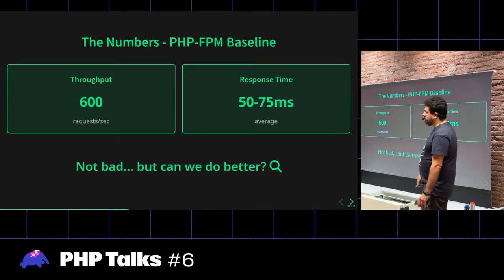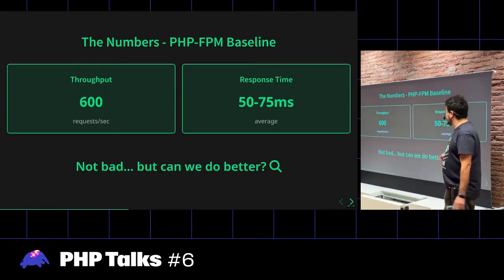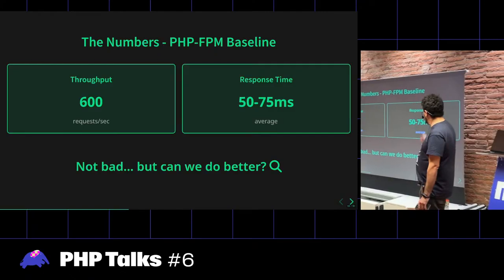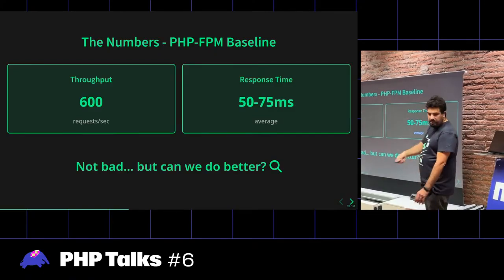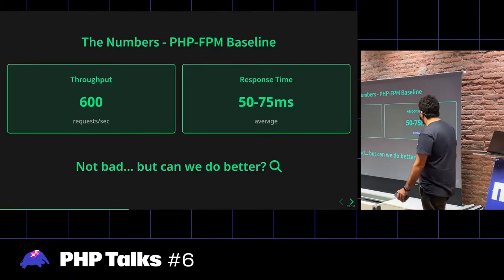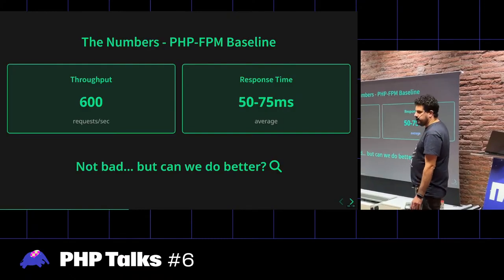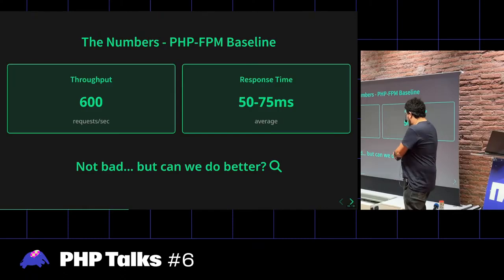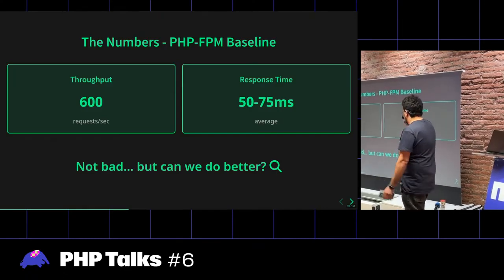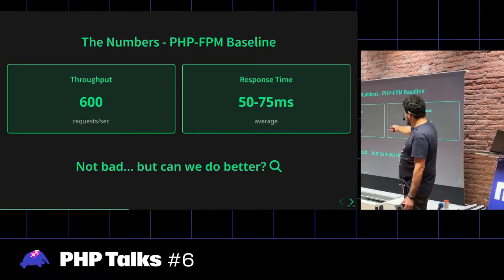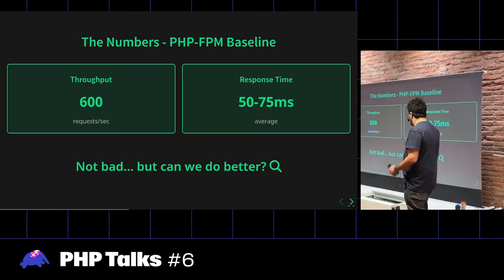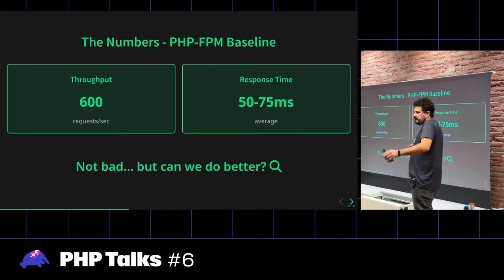The first run I did locally, I got 600 with PHP-FPM. I have a really powerful machine, so I can get those numbers. But it was kind of low, 50, 75 milliseconds locally. It's not bad, but this is normal with CPUs. In my previous job, we were using PHP-FPM. I think we got less because it was Laravel, and Laravel's bootstrap is slow.